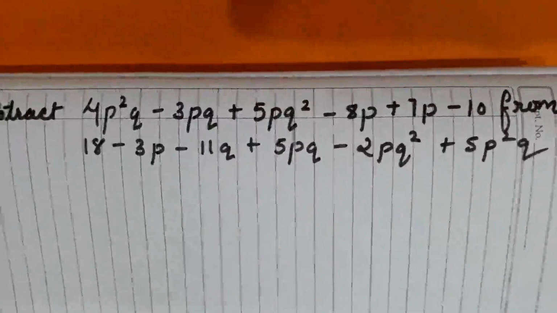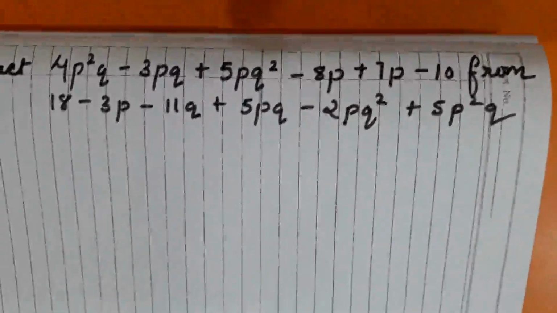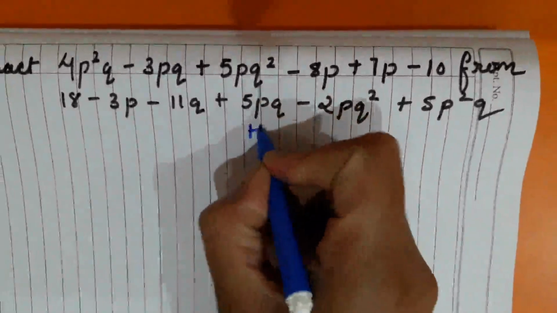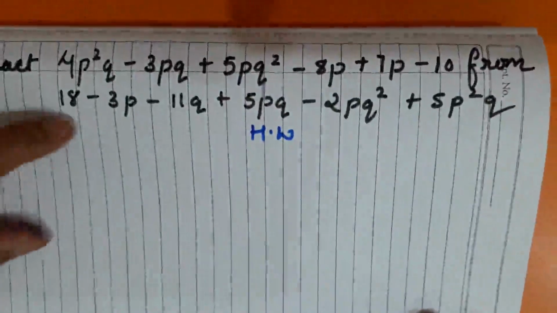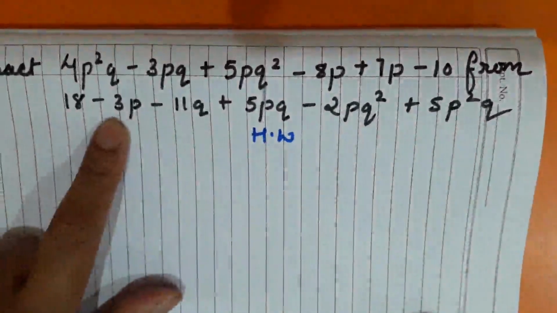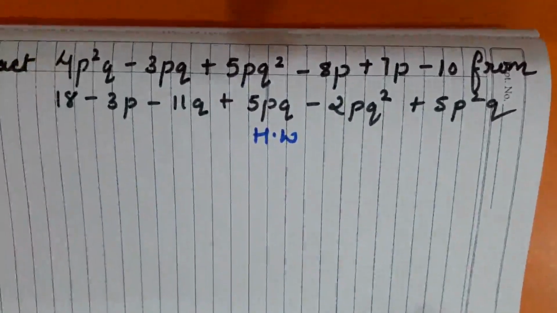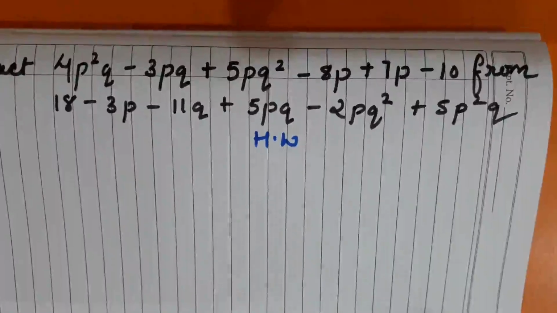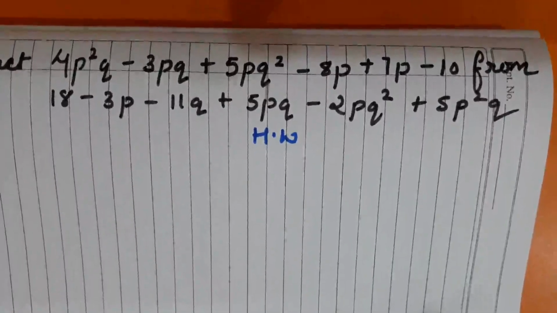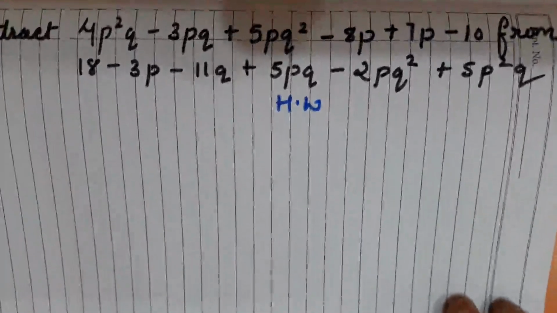See children, this part is the last part of this exercise, so I am giving you this part as homework. Write this below part first, then write this expression 1. Okay, so try to do it with both methods and find the solution. So this is your homework.